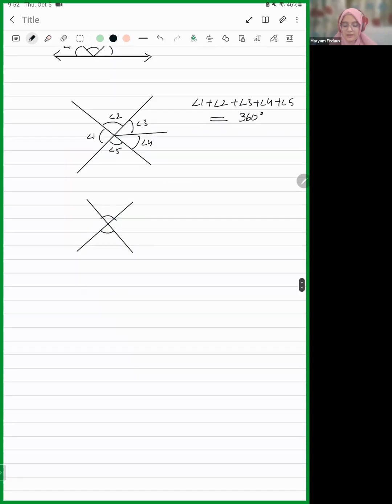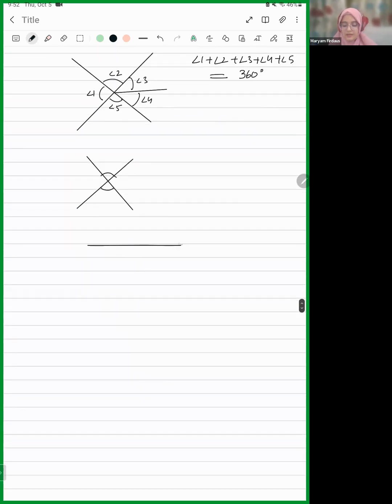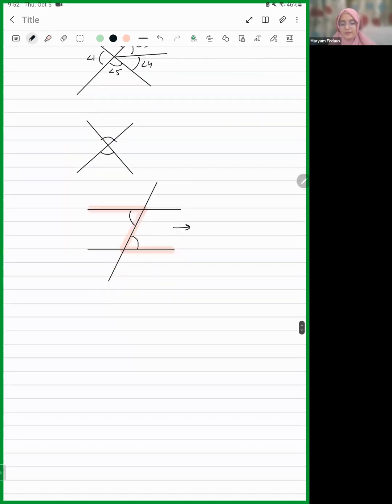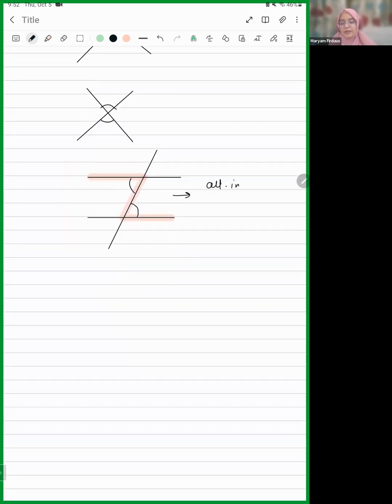And then we discussed parallel lines. There's a transversal. When it makes a Z, what does this mean? These two angles are making a Z, right? So what are these two angles called? Alternate interior angles. Very good. Alternate interior angles, and they are equal.